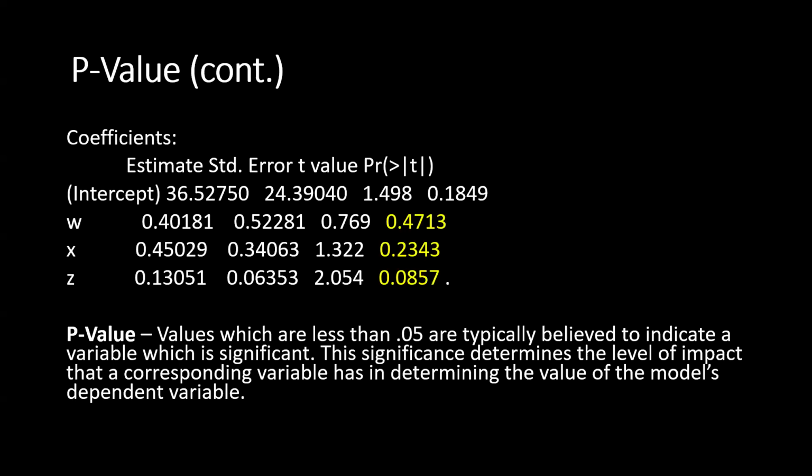And values which are less than 0.05 as it pertains to each variable value are typically believed to indicate a variable which is significant. The significance determines the level of impact that a corresponding variable has in determining the value of the model's dependent variable.